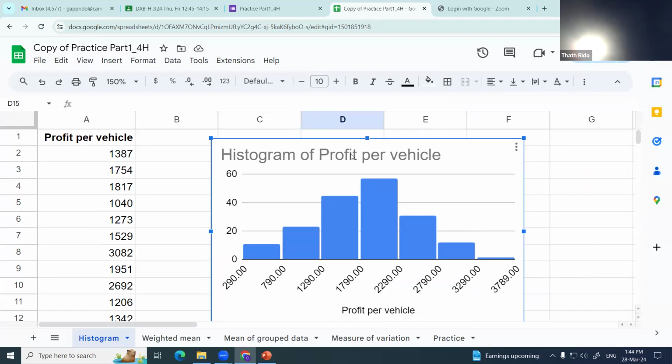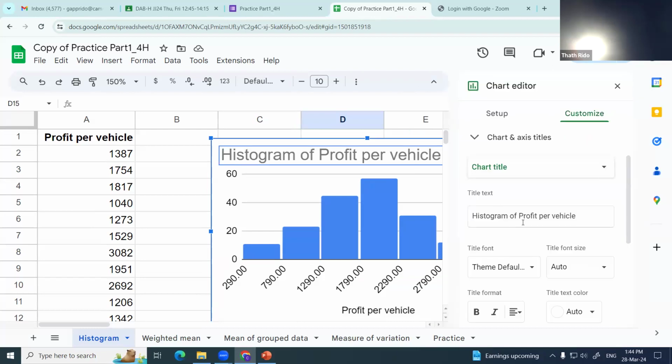Profit per vehicle. It's not difficult to create, just like other charts, but you need to customize the bucket size or class width that you want.